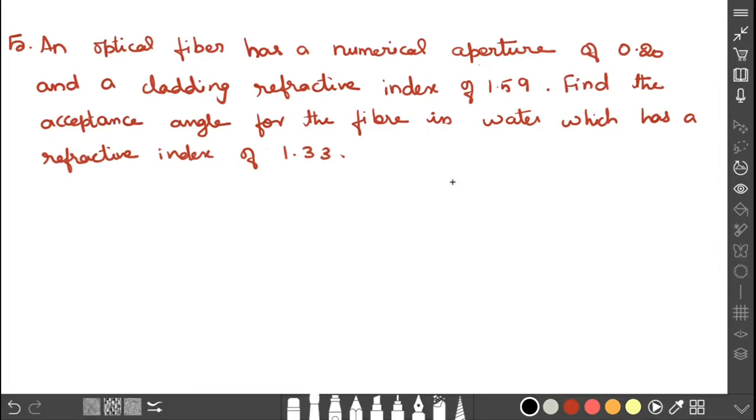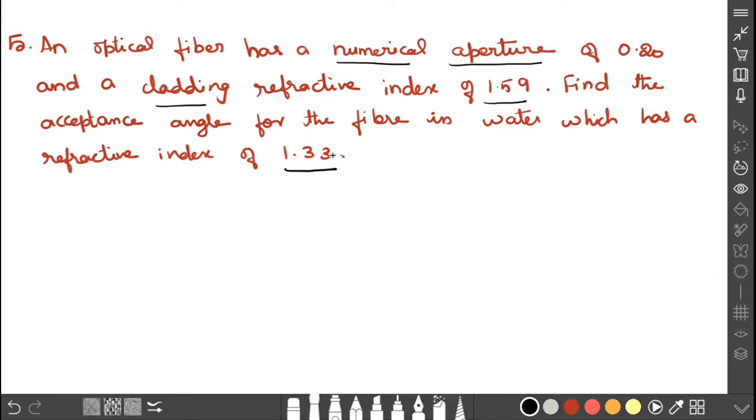See here, this problem is a little different. Let us see. An optical fiber has a numerical aperture of 0.20 and a cladding refractive index of 1.59. Find the acceptance angle for the fiber in water, which has a refractive index of 1.33. So what do we have to calculate and what information is given? Let us see one by one. First, the numerical aperture value is given, and then the cladding refractive index. Next, the light is launched into the fiber in water medium, whose refractive index is 1.33.